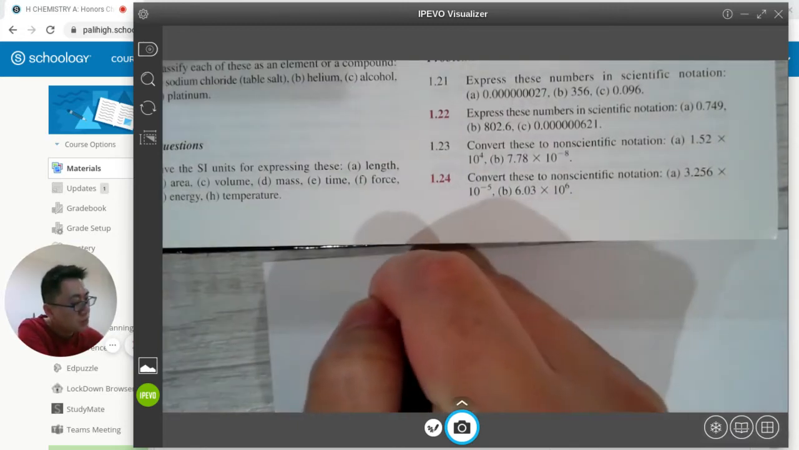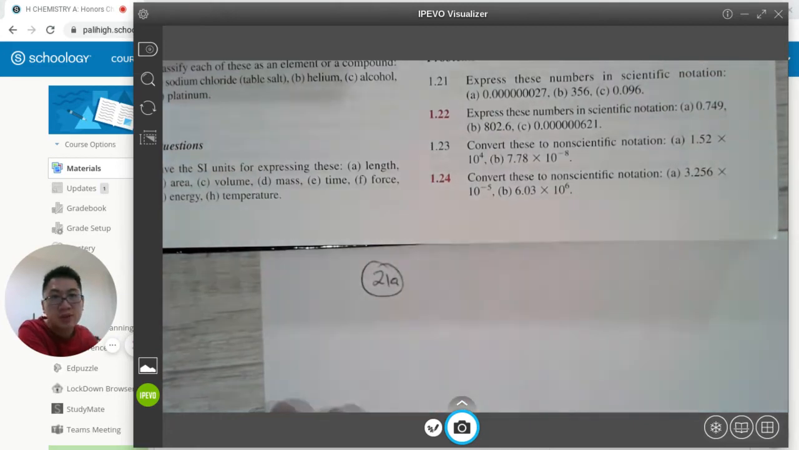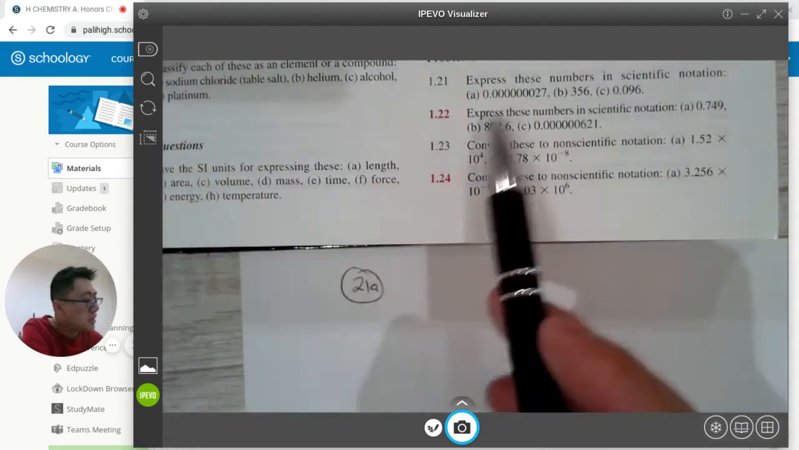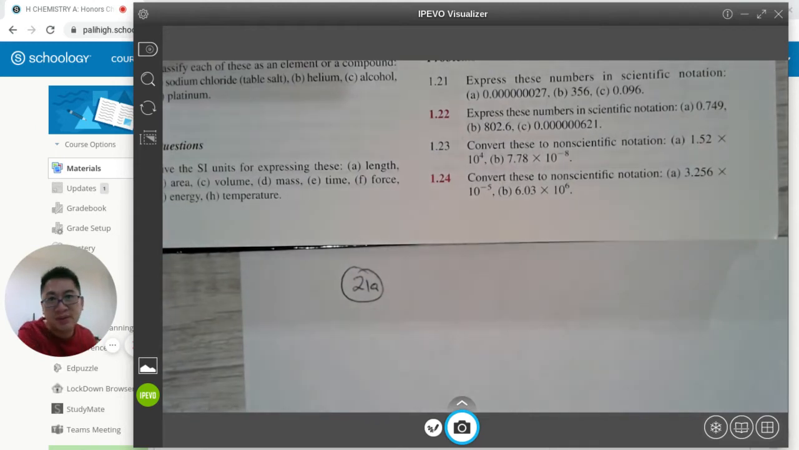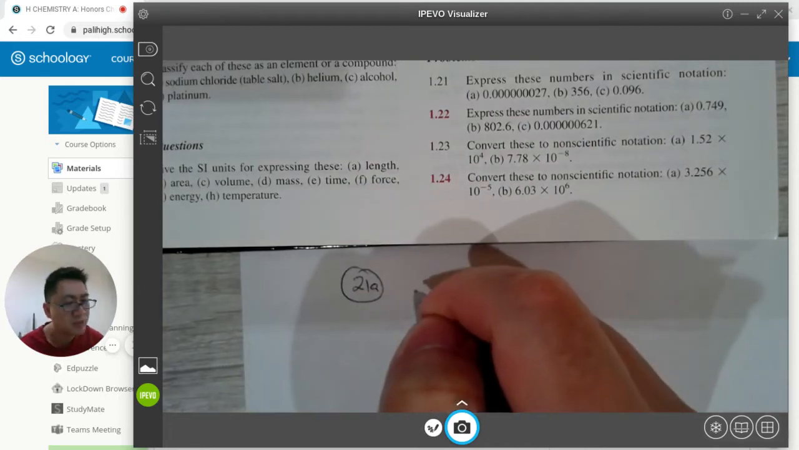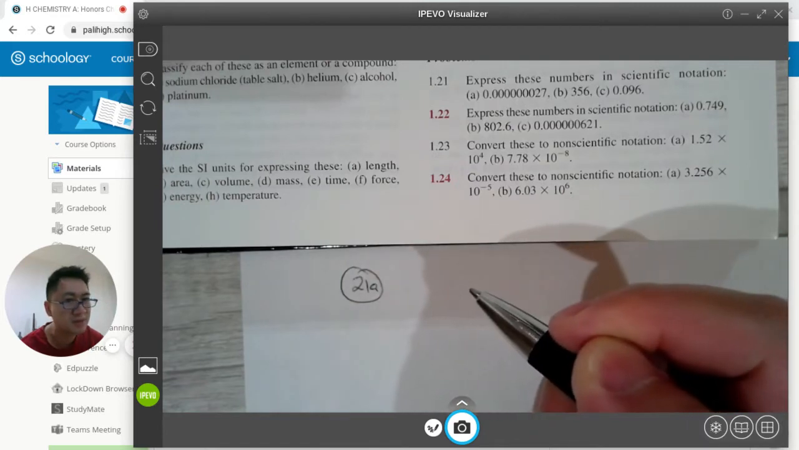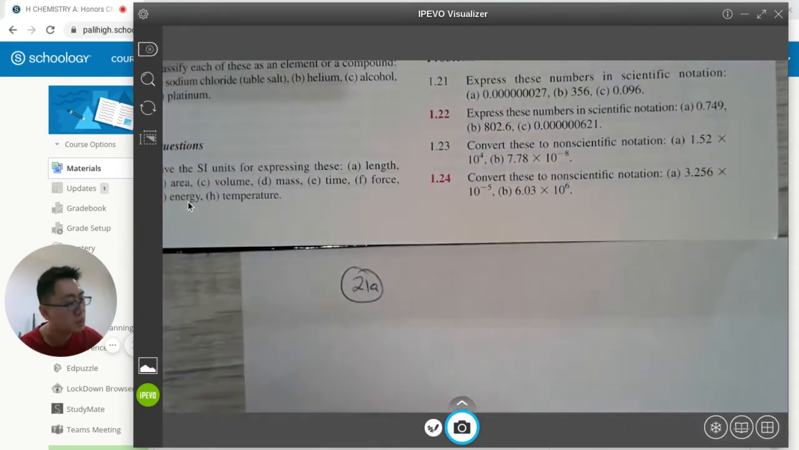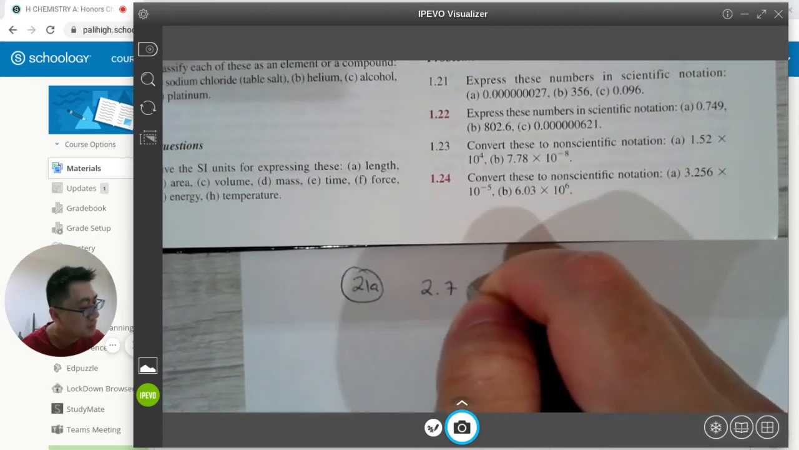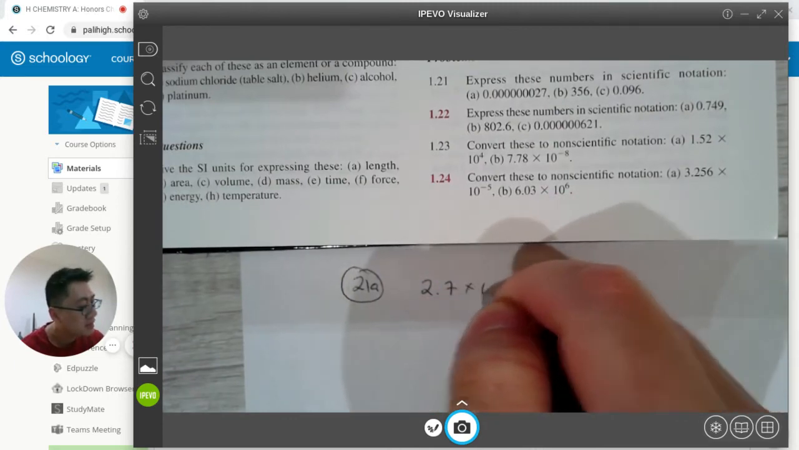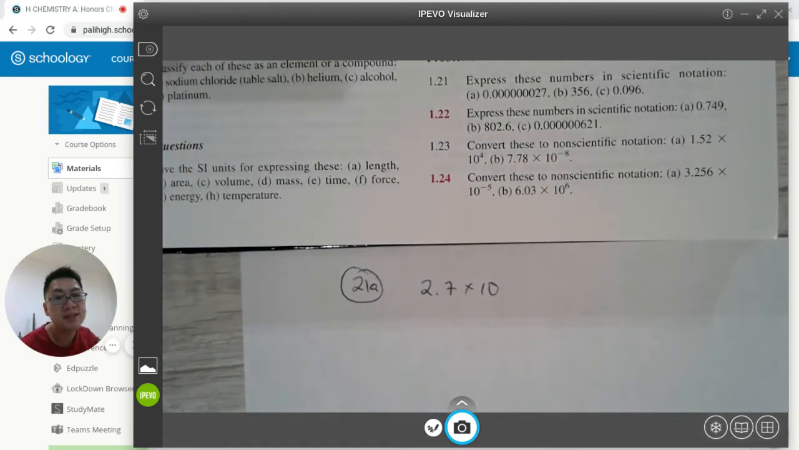So let's try 21a. I want to change that number, 0.00000, I can't read all those zeros, to 7. I want to move the decimal point over to the right because I want to get the number to be, I forget, is it 27, 0.27, or 2.7? You're right, I want to have the number to be 2.7, because the number in front needs to be between 1 and 10. It could be 1, but it needs to be between 1 and 10.